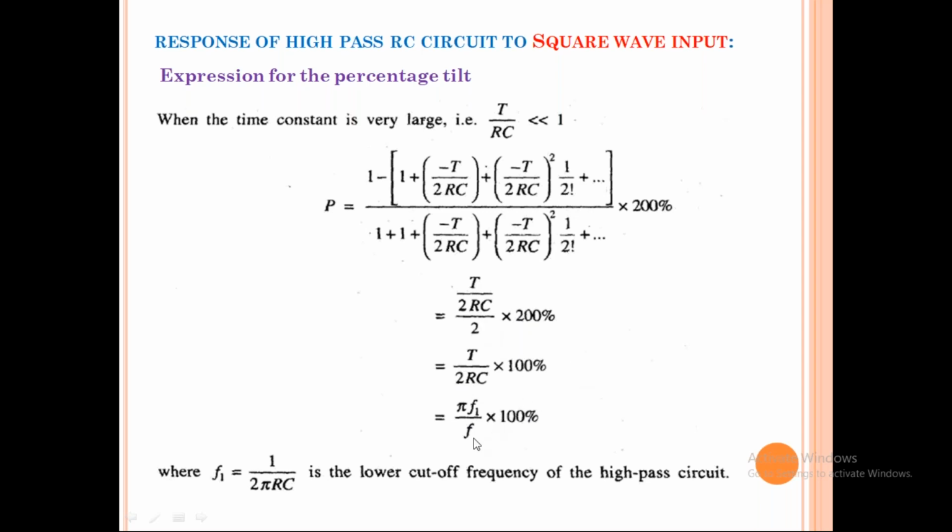That equals pi f1 by f, where f1 is nothing but the lower cutoff frequency of the high pass circuit. So the percentage of tilt is equal to pi f1 by f into 100%. F1 is the lower cutoff frequency of the high pass circuit.